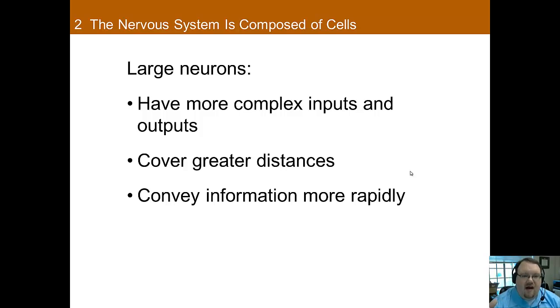Also, there are differences in size. Larger neurons are often more complex. They usually cover more distance, and they're also somewhat faster at sending information. And I say somewhat faster because overall there's a general rule that a larger neuron will send information faster. The caveat being, it depends if it's myelinated or not. If you're just looking apples to apples, unmyelinated or myelinated, larger is faster. But if you have a smaller one that's myelinated, that's going to be significantly faster than a larger one that is not myelinated.